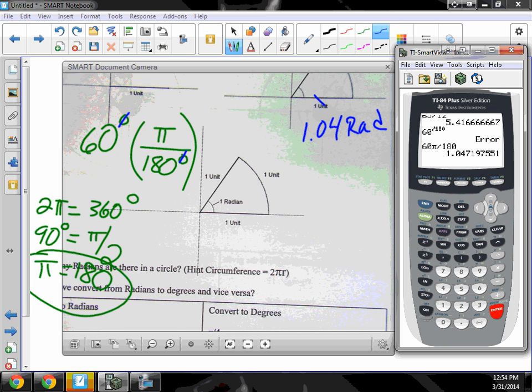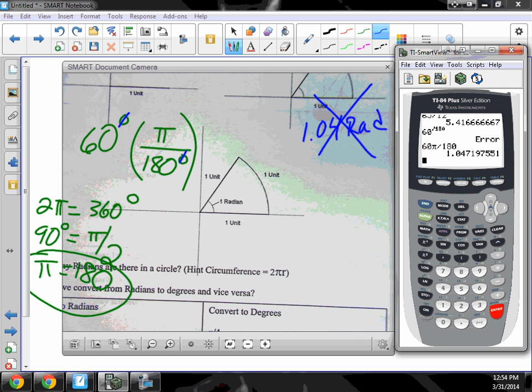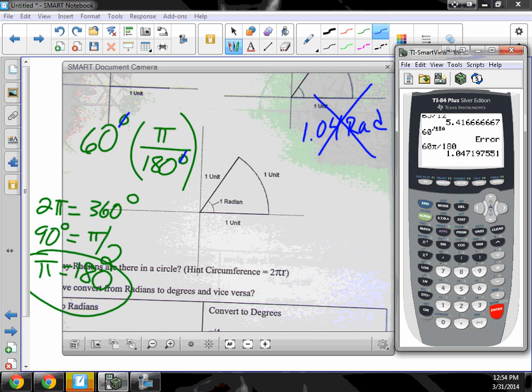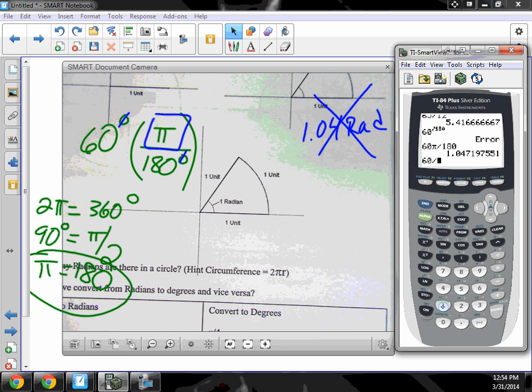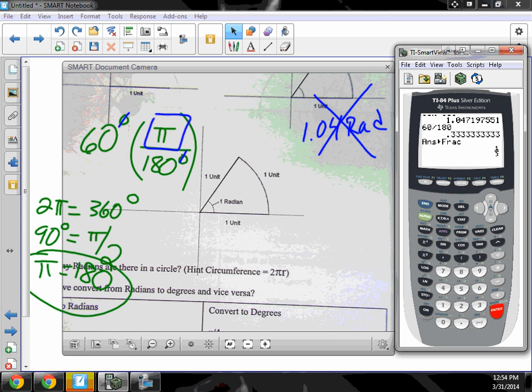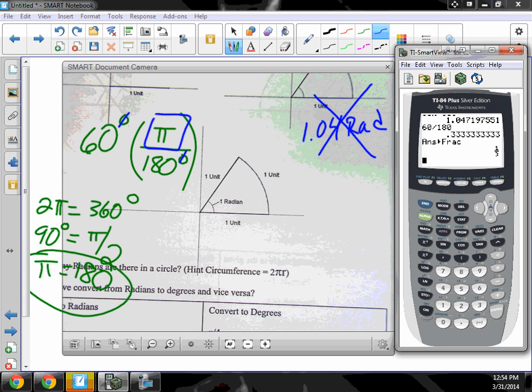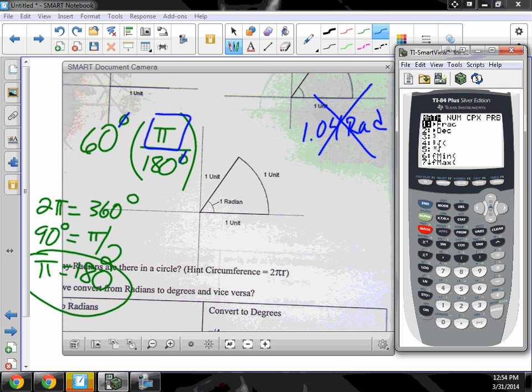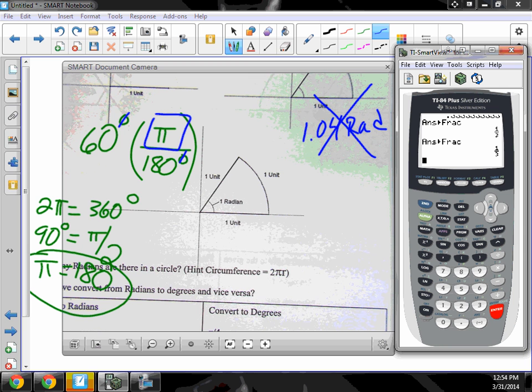But nobody does it that way. We don't like irrational numbers. So what we're going to do, leave the pi out of the formula and stick it in at the end. So 60 over 180, that's a lot nicer decimal, and I can turn it into a fraction. Push math, fraction, enter. So 1/3 pi, more commonly known as pi thirds.